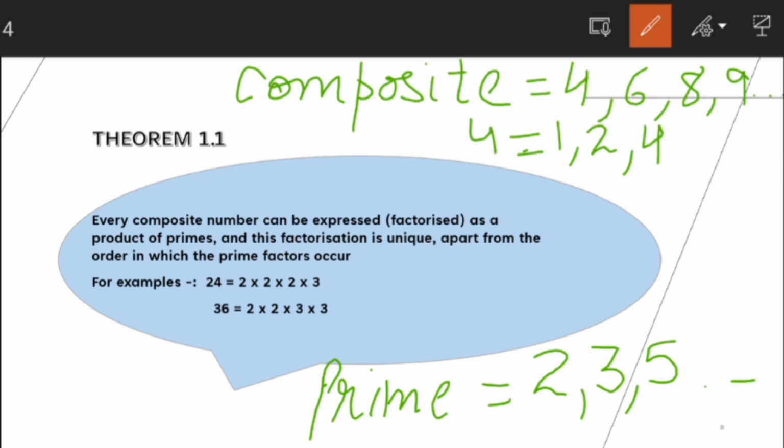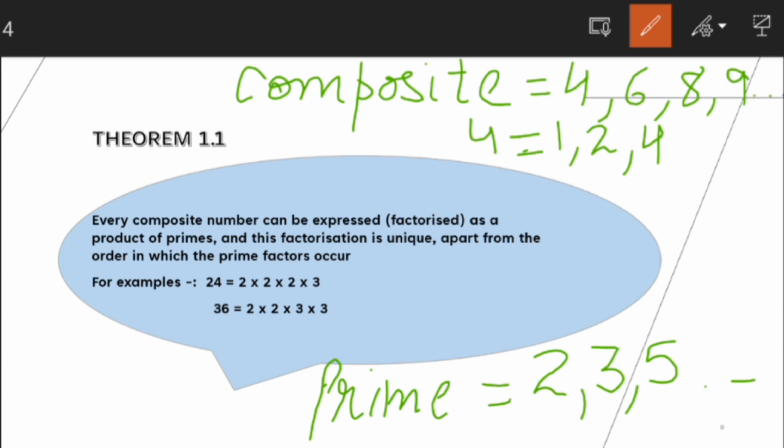You can see here 2 is divisible by 1 and 2 itself, only 2 factors. 3 is divisible by 1 and 3 itself, only 2 factors. So prime numbers are the numbers which have only 2 factors, whereas composite numbers are the numbers which have more than 2 factors.